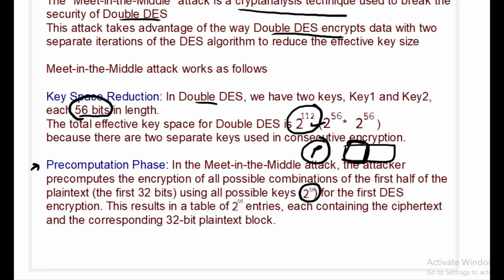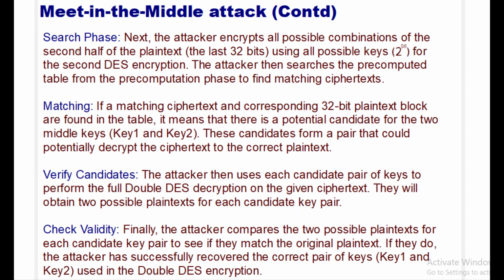So the attacker takes the left half of this plain text, 32 bits, and gets all the possible encryptions using this key. Now what will the result contain? The result will contain 2 raised to 56 entries, each containing a 32-bit ciphertext, because out of the entire 64 bits, the attacker is only encrypting 32 bits. Now the next is the search phase.